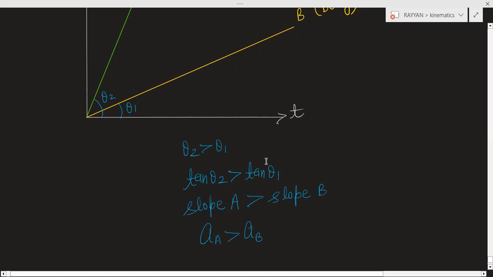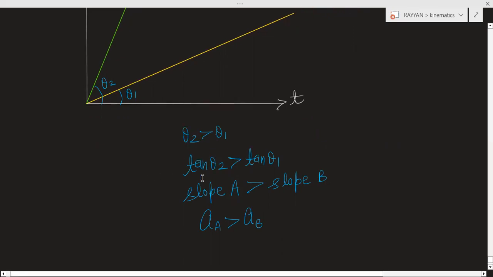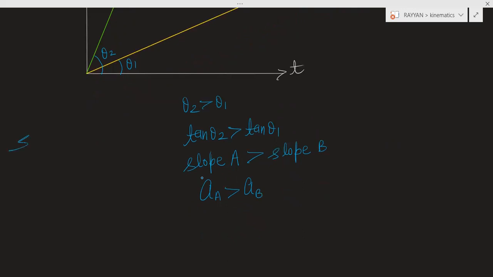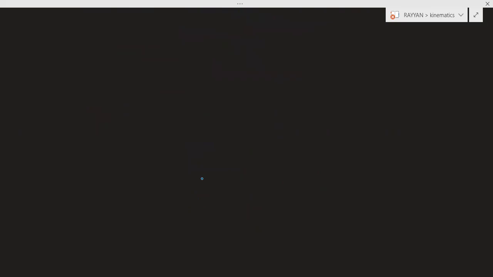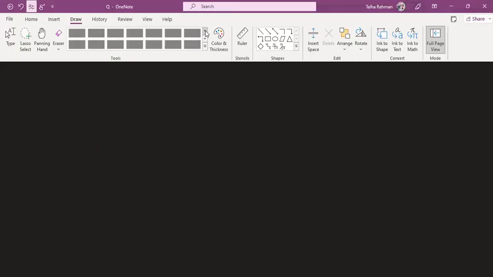But you should know that this concept, tan theta, is known as slope. Slope is tan theta. Do you know what sine theta, tan theta, cos theta are? Yeah, a little bit. Otherwise there will be a big problem if you don't know this.